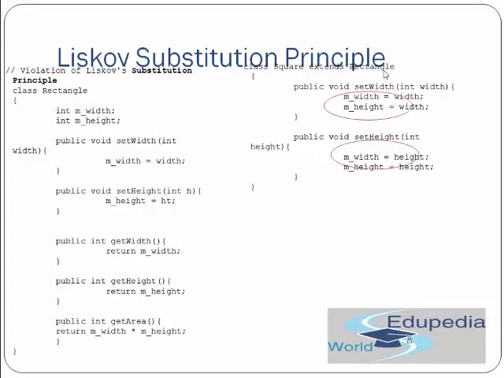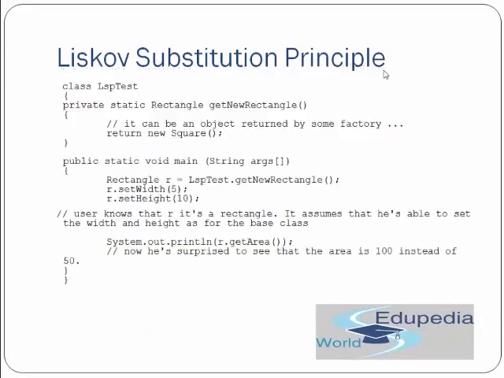We are again setting mWidth and mHeight over here, although we have setters for that in Rectangle. So again, you can see there's a class LSPTest, and then we have Rectangle equals new Rectangle. It can be an object returned from some factory where it could simply return new Square. So any object returned by a factory method. And we have a main method, and this main method is taking the object from this class, LSPTest.getNewRectangle. So it is returning us an object. It could be a square or a rectangle or a circle.